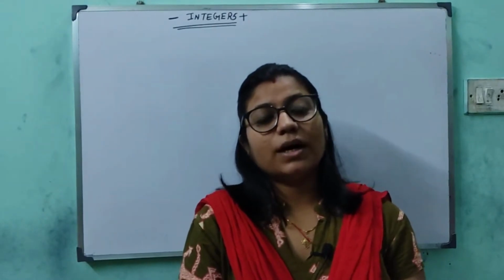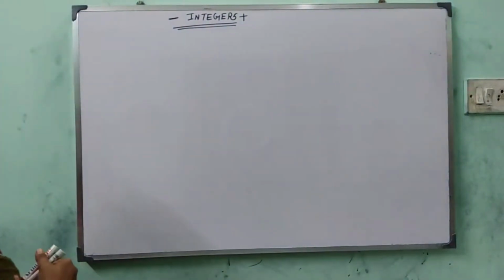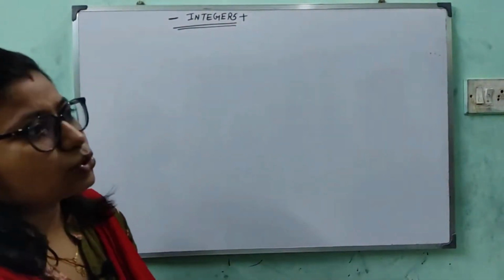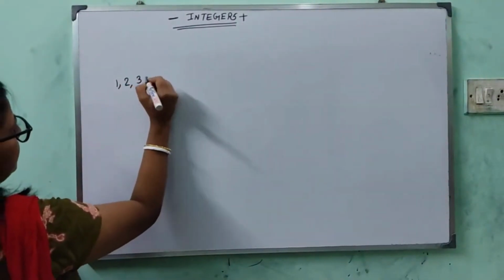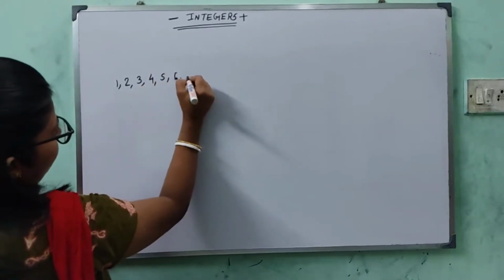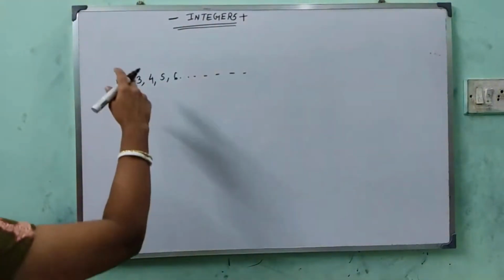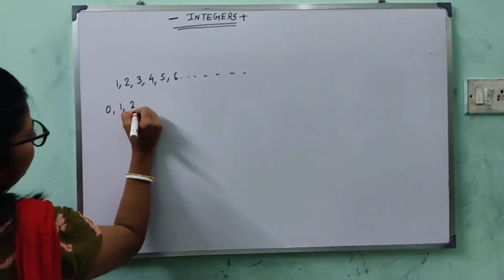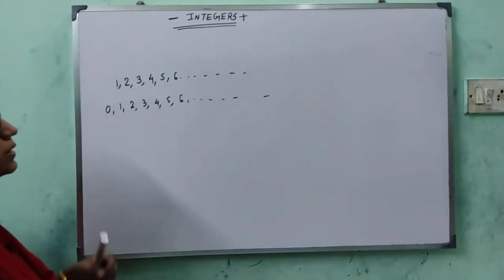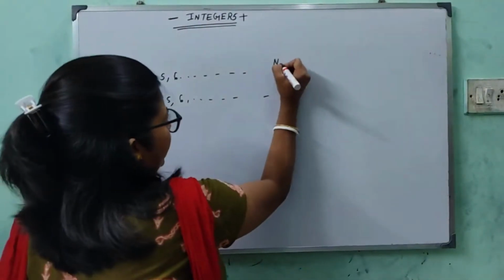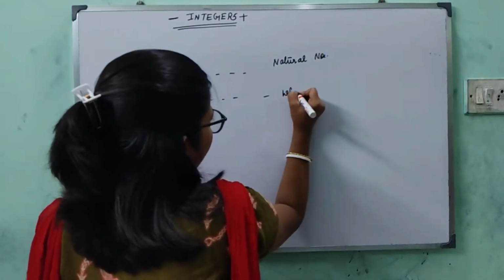Today we are going to learn about the topic integers. We all are acquainted with the system of natural numbers. What are natural numbers? Numbers like these represent the system of natural numbers. When to this system I introduce a 0, this becomes the system of whole numbers. Okay, this is your natural numbers, this is your whole numbers.